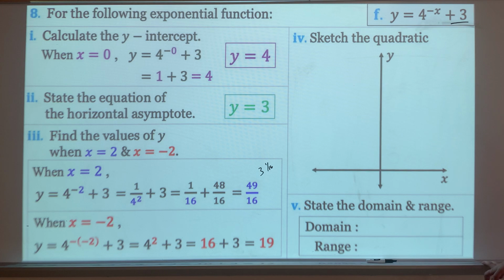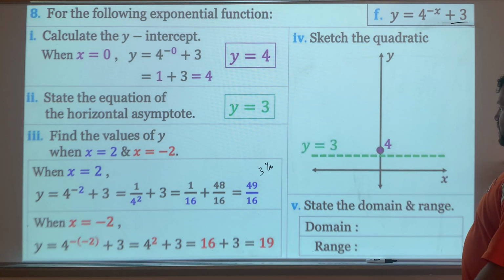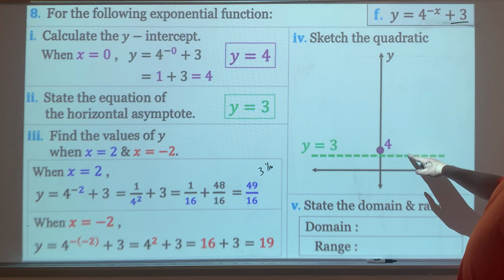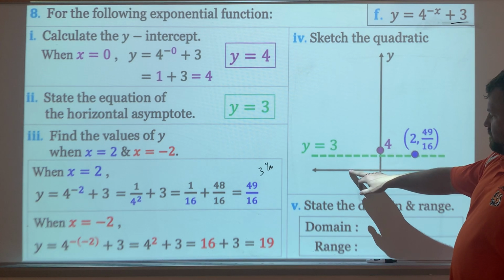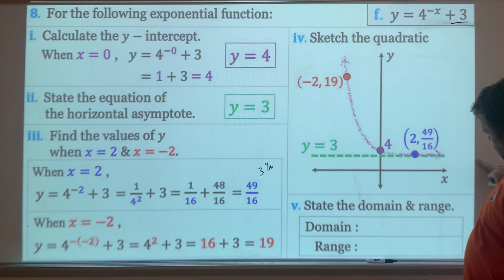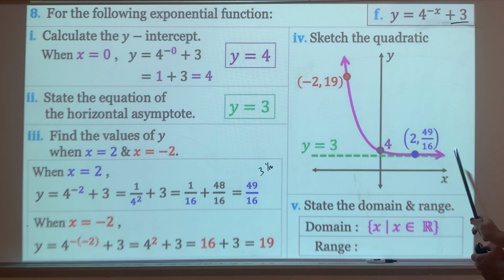All right, now we're going to graph our stuff. y equals 4 is our point. Y equals 3 is our horizontal asymptote. All right, when x is 2, you got about 3 1/16, so it's just barely above the line. When x is negative 2, you're all the way up here at 19. Your graph is decreasing from left to right. Above the asymptote, domain is all real numbers, range is everything y is greater than 3.